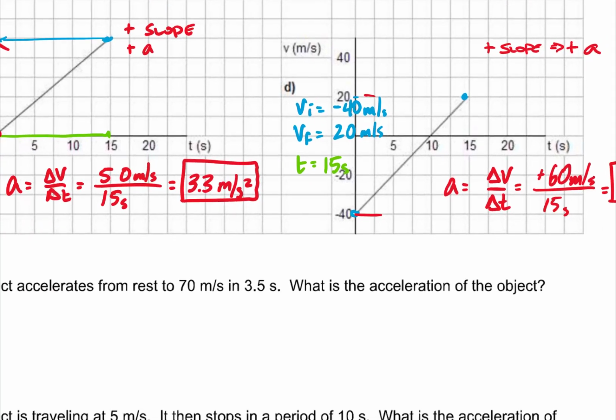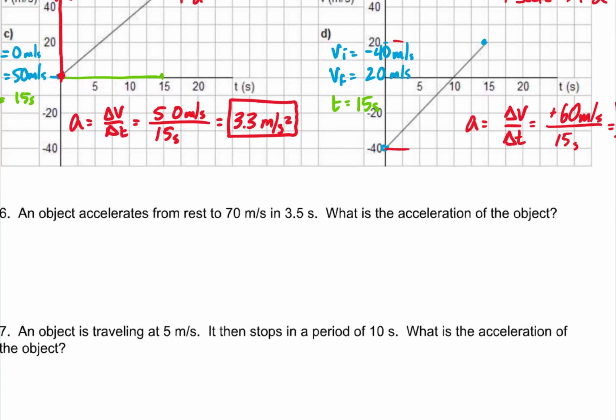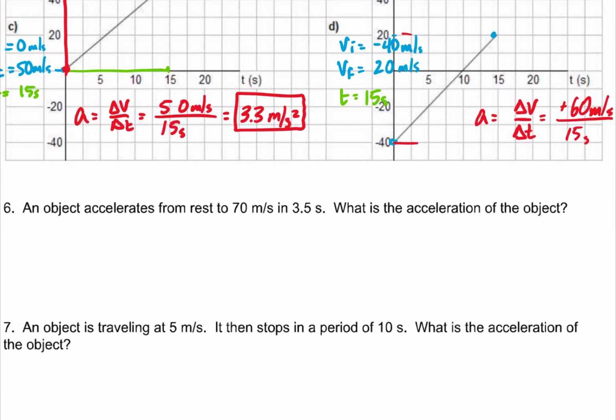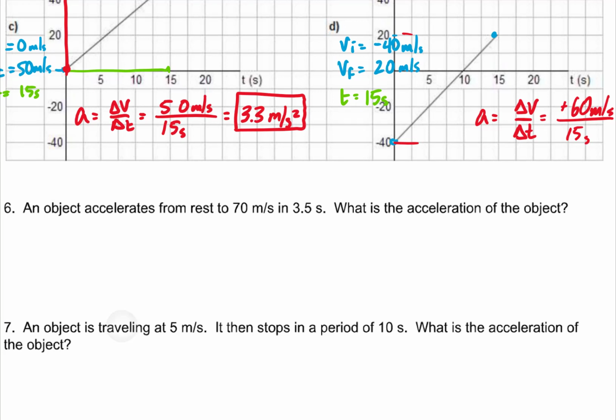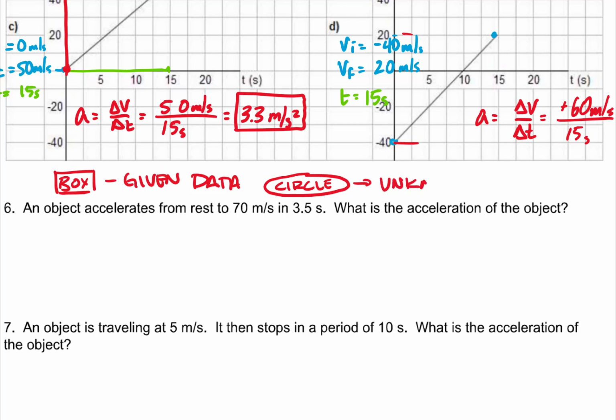So here we've got some problems, and it's going to throw some wrinkles into what's going on, or at least what we're used to. So let's go through it. And again, for word problems, we're going to use a really simple little text analysis thing. We're going to box our given data, and we're going to circle our unknown.